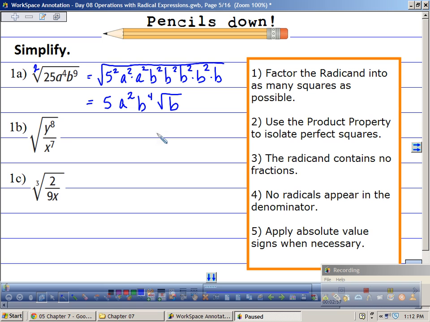Do I need any absolute value? No. That's squared. Could it ever be negative? Nope. That's to the 4th. Could it ever be negative? Nope. Don't have to worry about it, right? Putting absolute value around it would just be redundant. You know what I'm saying? That one's not simplified. That one just stays by itself. You don't have to worry about absolute value underneath a radical sign.